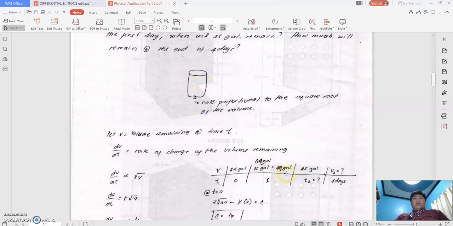So that's why it becomes 49 gallons. Okay? So, you need to always analyze your problem. That's why it is helpful if you have some drawings. Okay? So, not just you, I will also do a drawing.